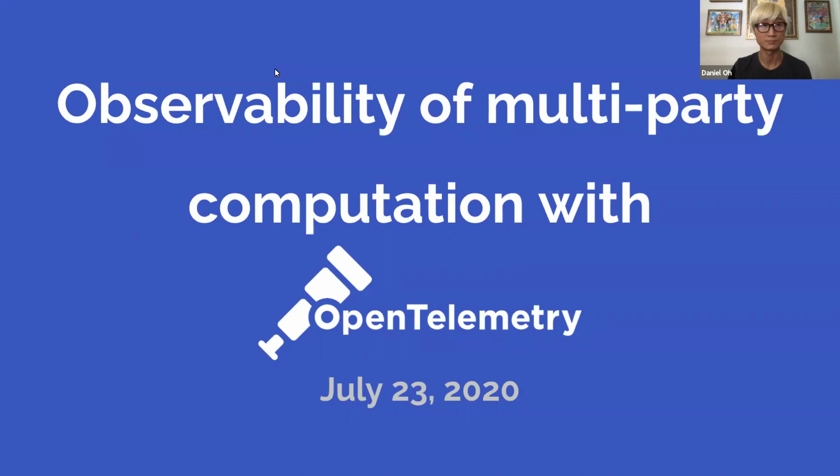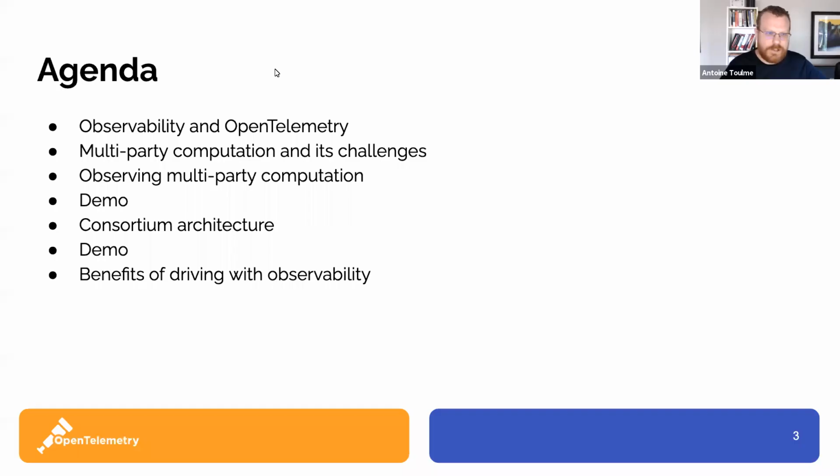So today, the topic of our conversation is observability of multi-party computation with OpenTelemetry. A little bit of an agenda. We'll be talking about observability and OpenTelemetry. We'll talk about multi-party computation and its challenges. We'll talk about how we can observe multi-party computation. We'll show a demo of how that's done today. We'll talk a little bit about what happens when we start having multi-parties with consortiums and a consortium architecture. I'll show a quick demo of that. And then we'll be talking about the benefits of driving with observability.